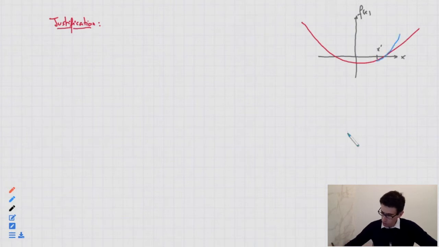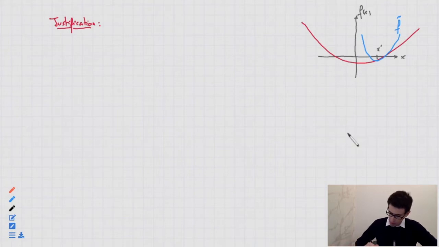Quadratic approximation means I'm going to try to find a function which is quadratic, but locally follows the function f. And that function I'm going to call f tilde. Okay, so we consider f tilde, a quadratic approximation of f at the point x prime.